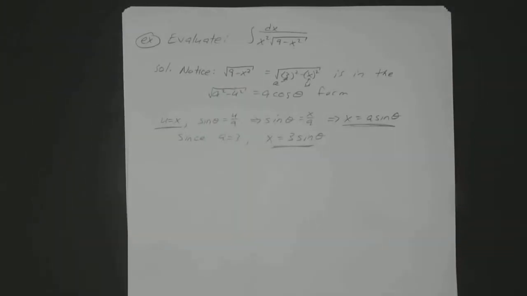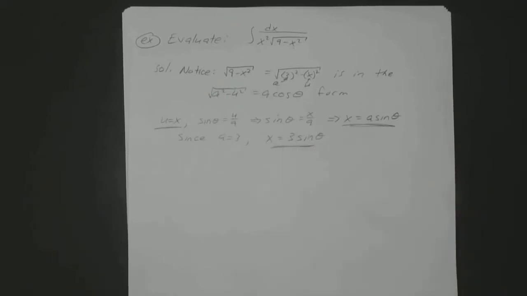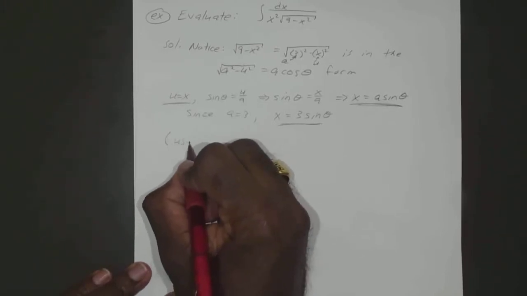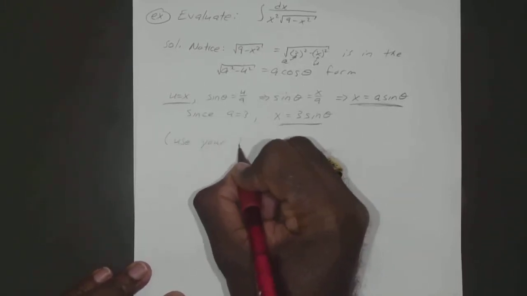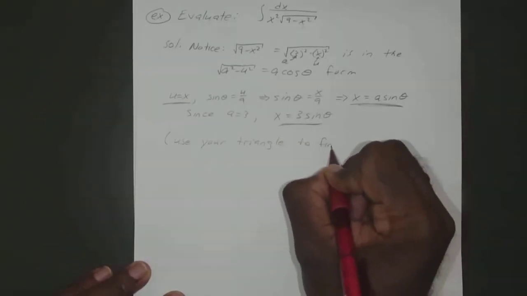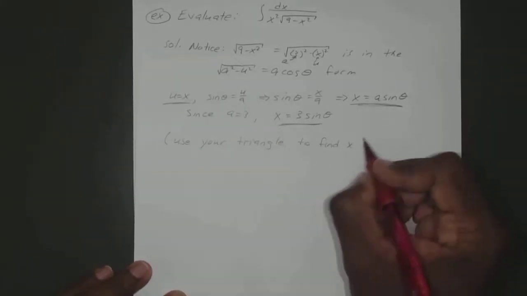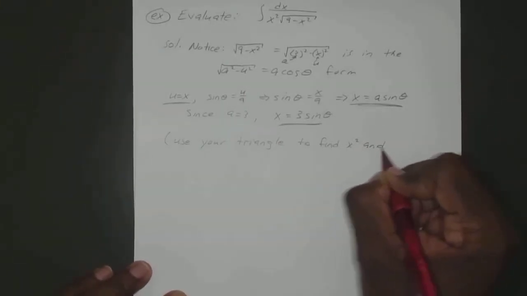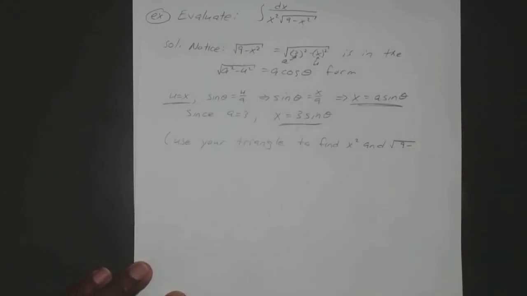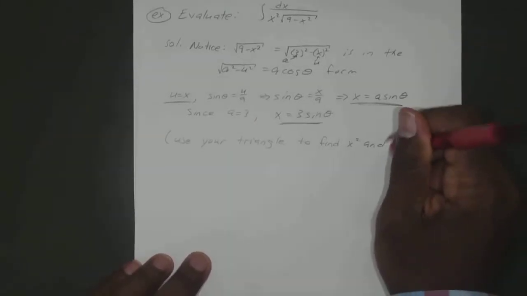Now once you have that, if you wanted to leave it as x over 3, you can use it to draw your triangle. You're going to use your triangle to find x squared and the square root of 9 minus x squared and dx. Oh, actually, we already have that. Never mind.